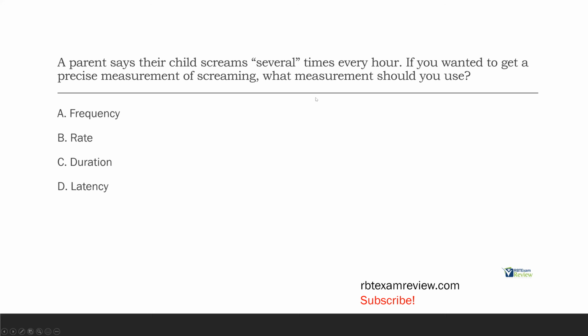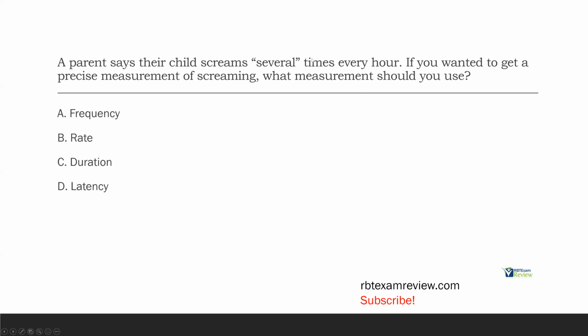Remember, the child screams several times. We want to get precise measurements of this word several. So we need to know exactly how often. Now we have frequency and rate. Could you use frequency? Sure, you could count how many times they scream. But notice how the parent says the child screams several times every hour. What does the every hour represent? It represents a time component. And what is rate? Rate is simply frequency with the time component added. Rate's going to be more precise.